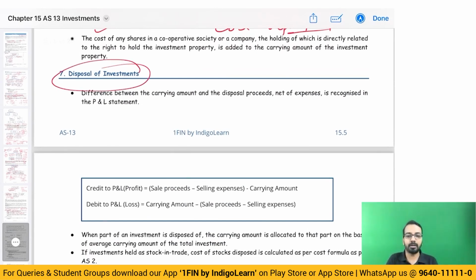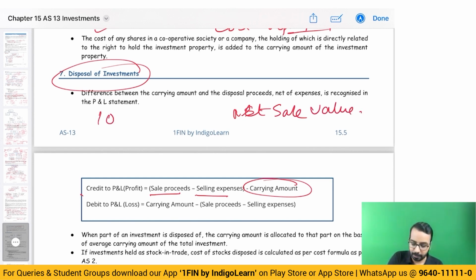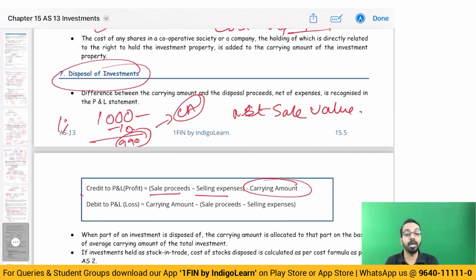Whenever we sell off investment, the difference between the sale proceeds minus selling expense and the carrying amount is to be taken to P&L. So basically, I can say net sale value. Let us say 1000 is the sale value, 1% brokerage. So you will do minus 10, you get 990. The sale value will compare with the carrying amount. If sale value is greater than the carrying amount, the difference is taken to P&L. If it is the reverse case, you will debit it to P&L. So gain is credited to P&L and the loss is debited to P&L.